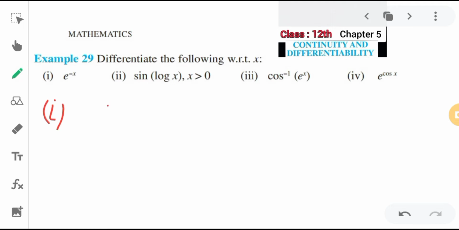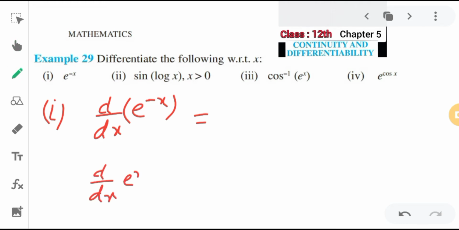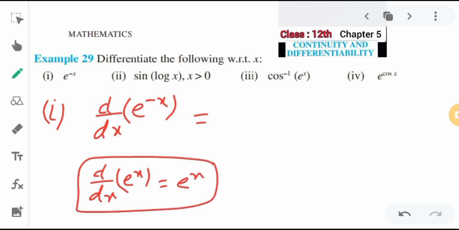First question is, we have to find the derivative of e to the power minus x. Okay, so how can we do it? We will use the chain rule. Using the chain rule, we can find the derivative, since we know the formula that the derivative of e to the power x is e to the power x only. But here it is not e to the power x, it is e to the power minus x.